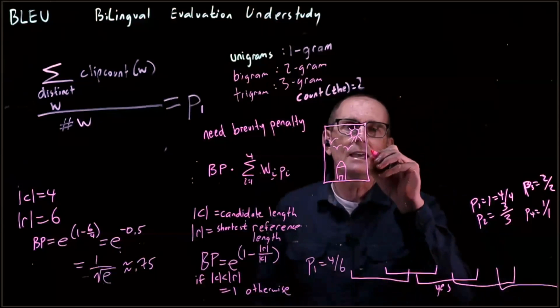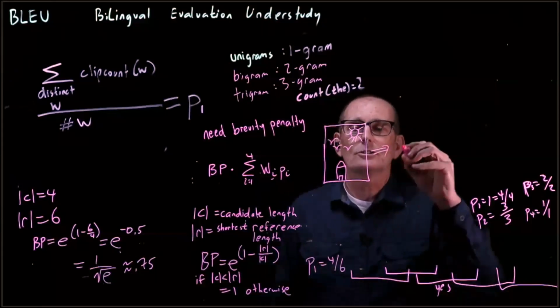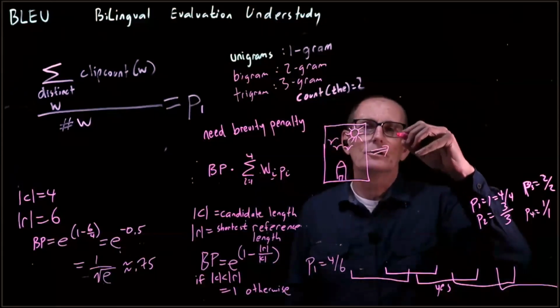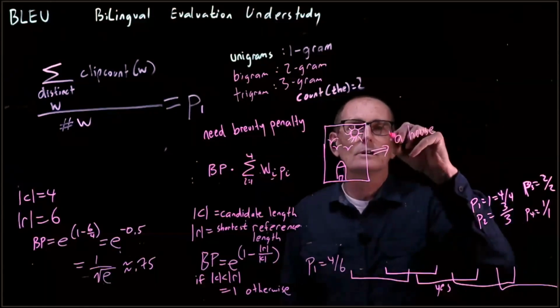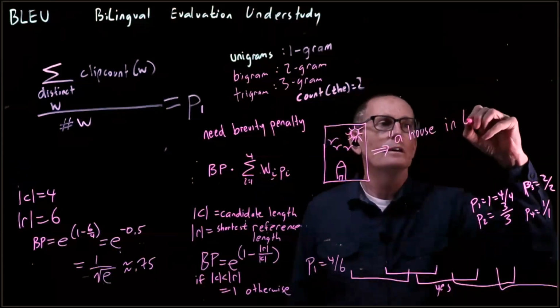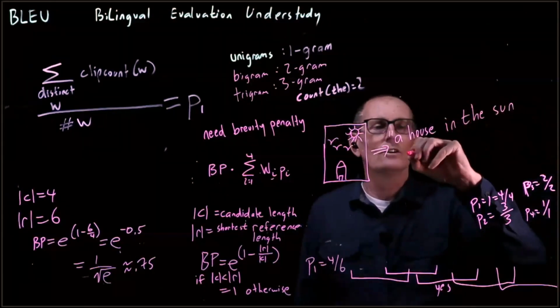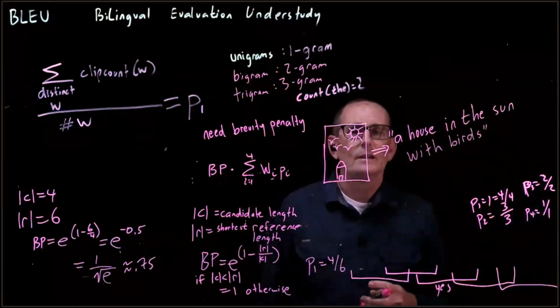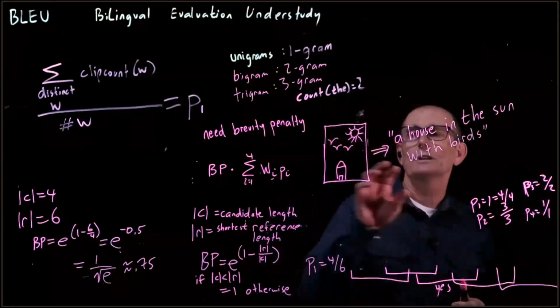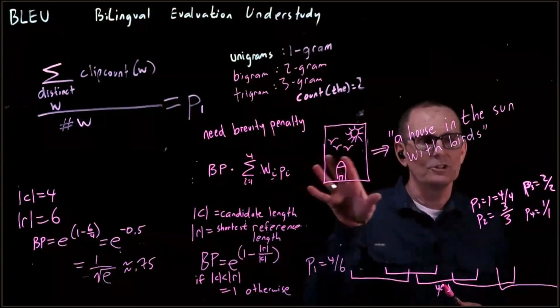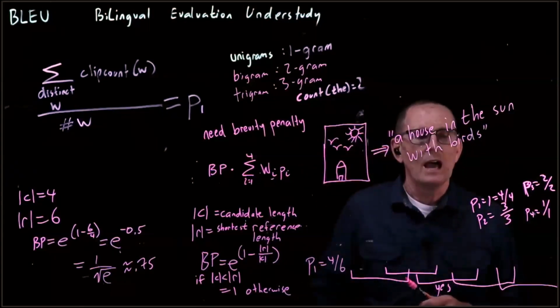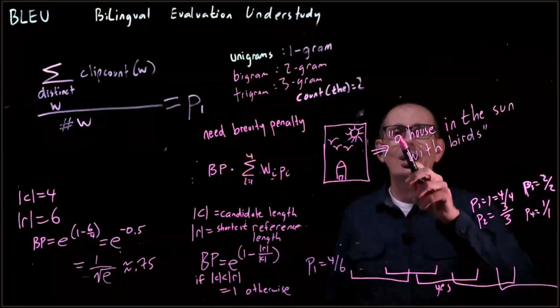So let's say you're trying to convert this to a house in the sun with birds. Sorry, let's not say you're trying to do it. Let's say that's what you come up with, right? That's what your machine translation comes up with. And now your question is, how good a caption is this?